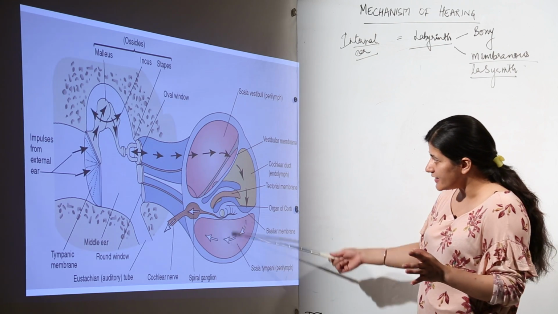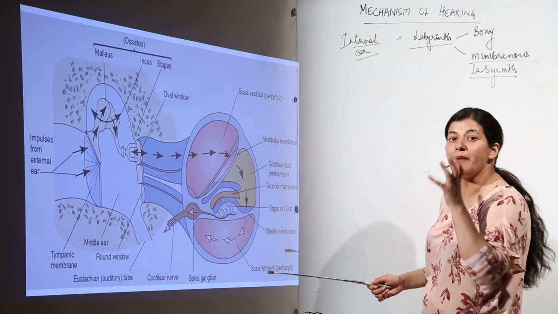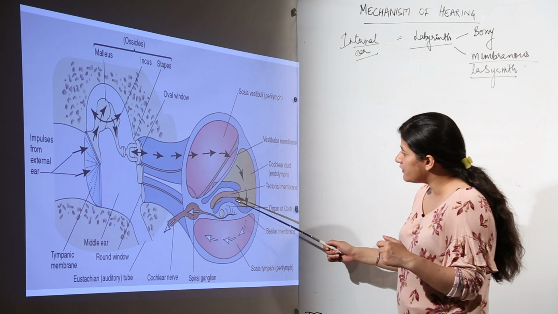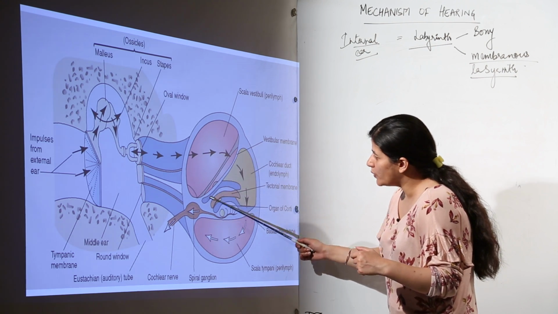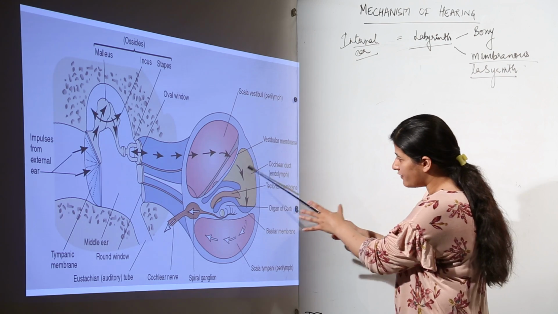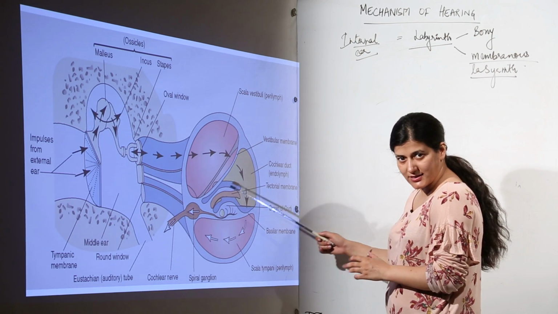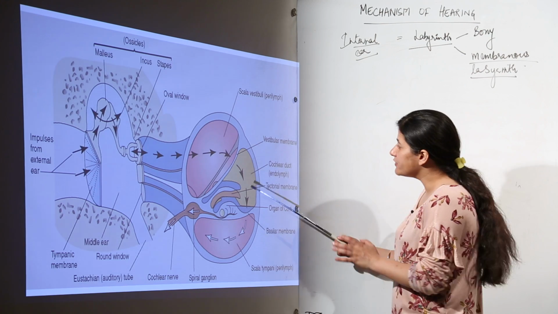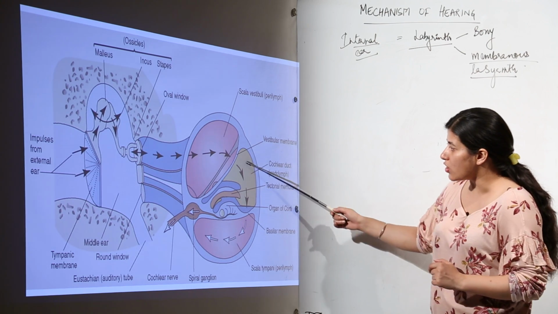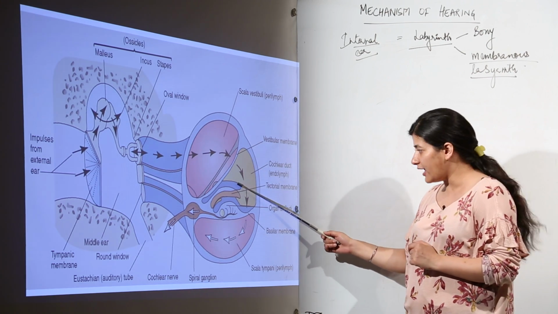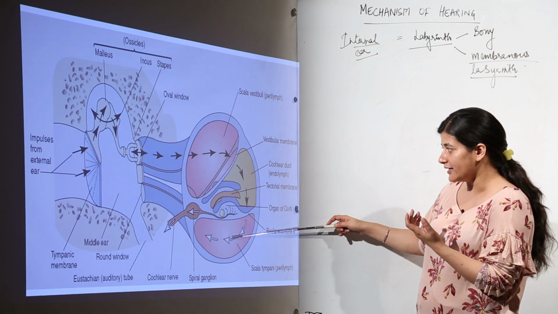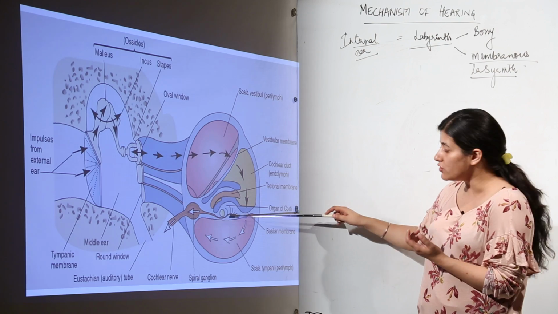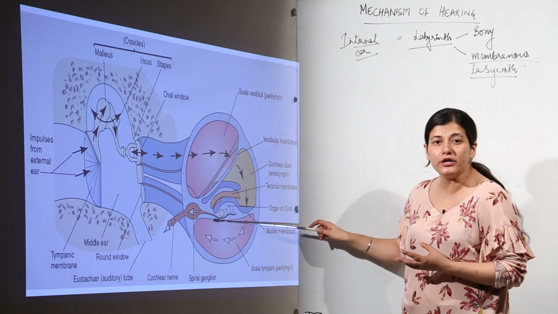Now inside the scala tympani and scala vestibuli there is perilymph present, and then we have another part present over here that has the endolymph inside it, the separated part. Now, this separated part is the cochlear duct, and inside it we have the endolymph. Now pay attention: the basilar membrane, which separates the scala tympani from this central part containing endolymph, has the organ of Corti.